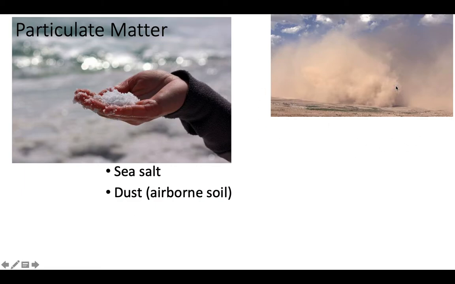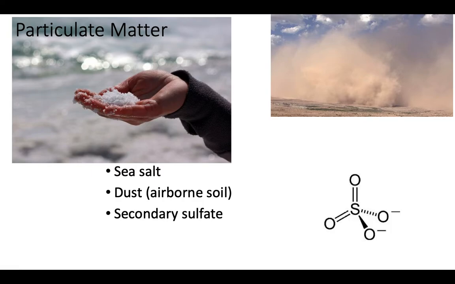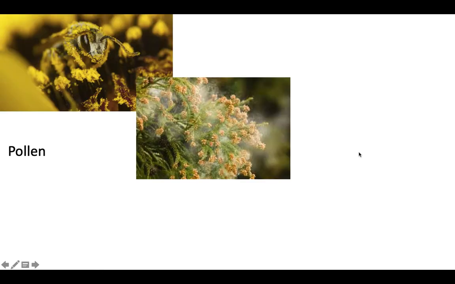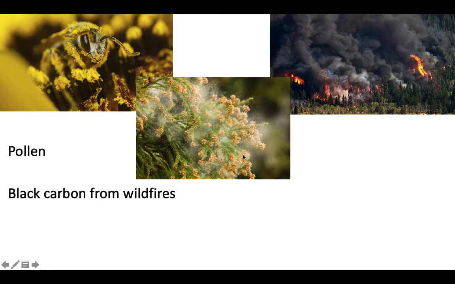Think about the Dust Bowl, right? That's an airborne natural source of air pollution. Secondary sulfates, which can come from volcanoes, are a little bit larger. Instead of SO2, it's SO4. As well as things like pollen. You might be allergic to it if you're like me. You see it on bees and plants all the time.